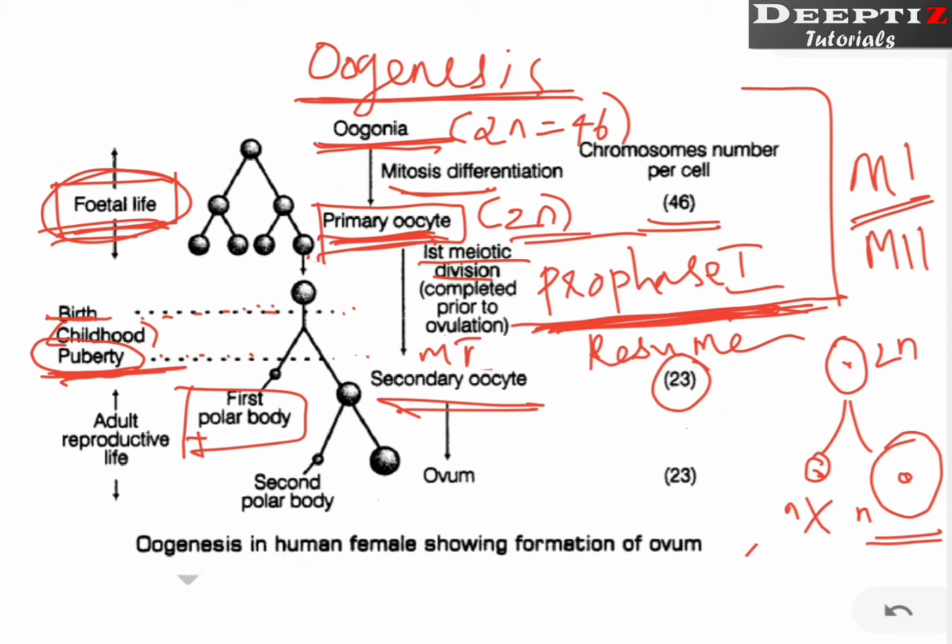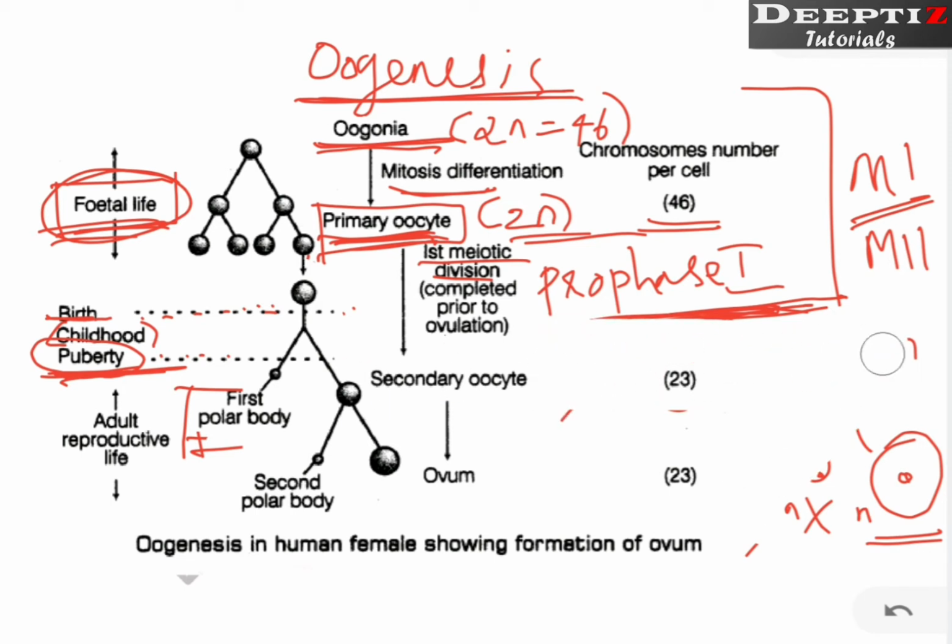Now remember why this division is unequal. As we know, one cell is going to develop into the future ovum, so the maximum cytoplasm and nutrients are stored in one. If it were equally divided, since the body cannot develop both, this would go to waste, right? To prevent that, all the nutrients and cytoplasmic content are stored in the large cell, which we call the secondary oocyte, a haploid cell. Is it clear till now?